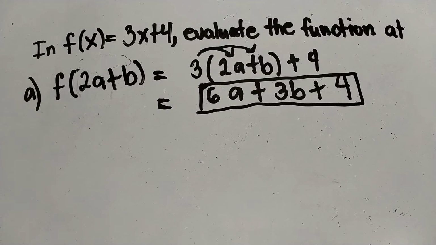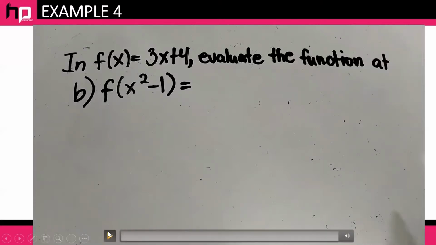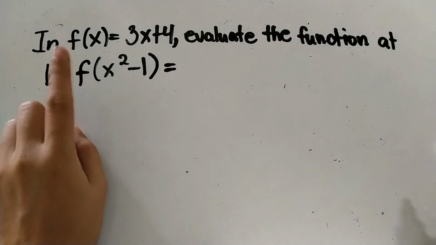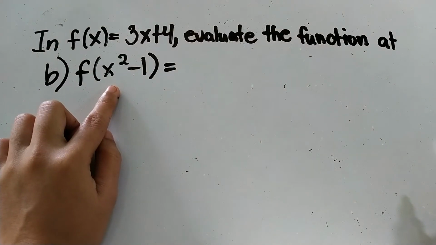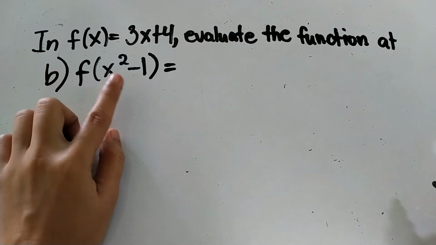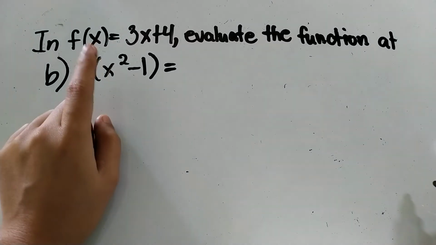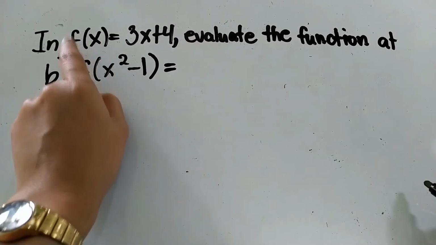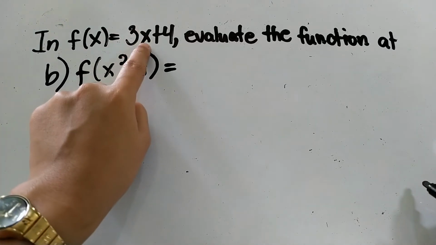And let's have letter B. Ito naman po yung sa ating letter B. So let's continue watching. For our next example, for letter B, what if we have x at x squared minus 1. Let's look for f of x squared minus 1. Paano yun? Ganun ulit ang process. Itong x na nakikita natin will be replaced with x squared minus 1. Since f of x ay na-replace na ni f of x squared minus 1, ito na lang ang ating i-replace.